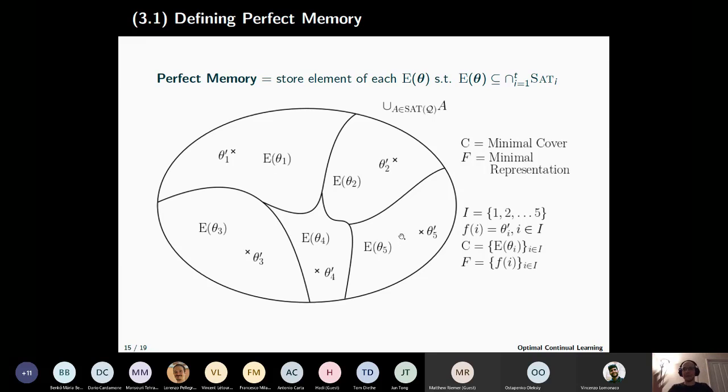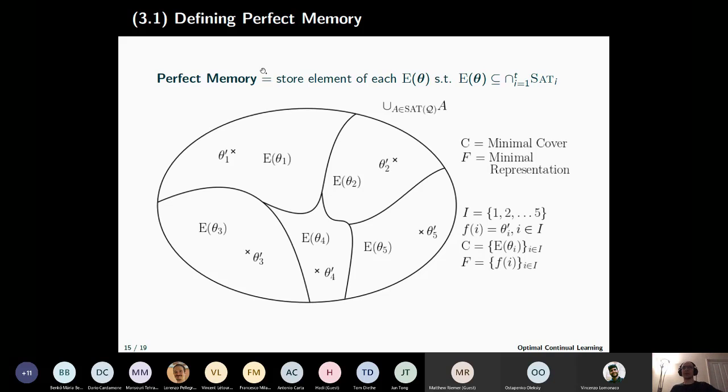And whether you have θ5 or θ5 prime, since they're both in the same equivalence class, it doesn't really matter. They give you the same function. So what we're defining as perfect memory is saying you need to have at least one element per equivalence class which has not been ruled out yet by the previous tasks you've observed.